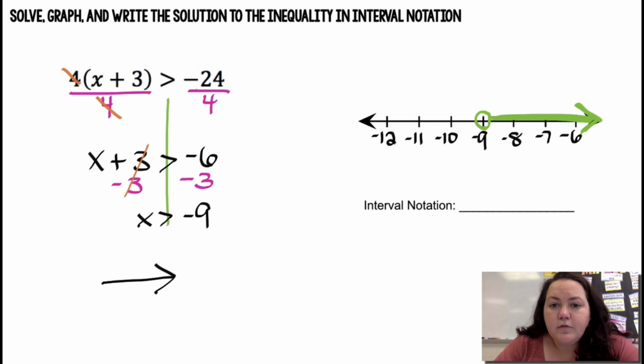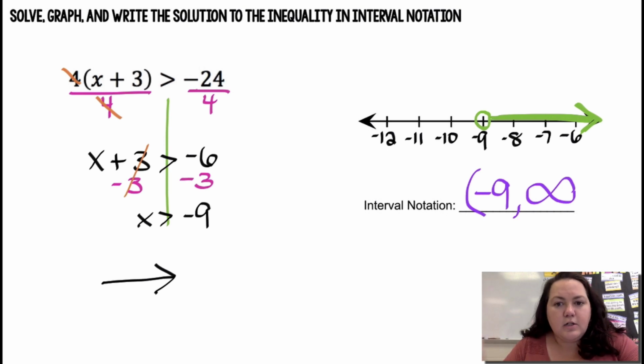And then in interval notation, I'm going from negative 9 with an open circle, so that means I would use a parenthesis, and I'm going to positive infinity. Now you cannot capture infinity, so you can't put a bracket, because once you've included it, then there's another number, because it goes on and on and on forever. So you have to use a parenthesis there.